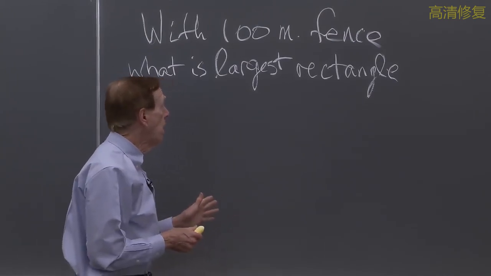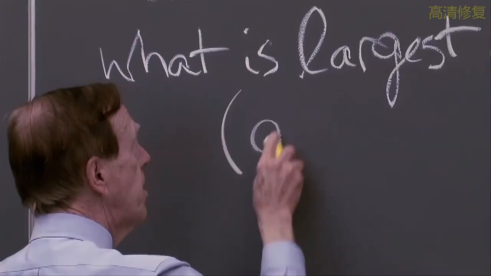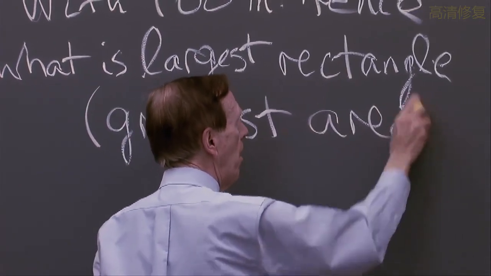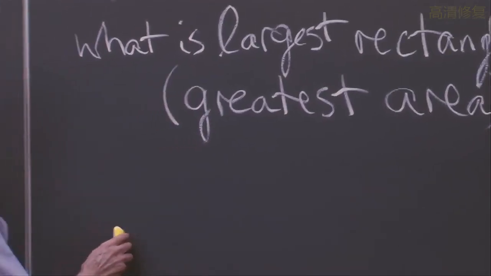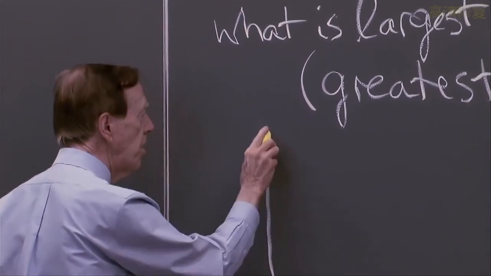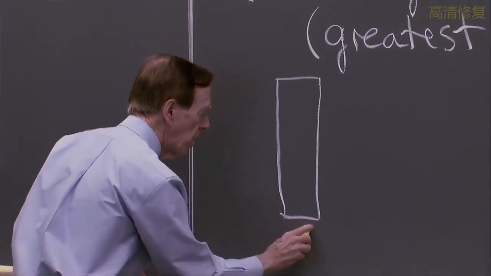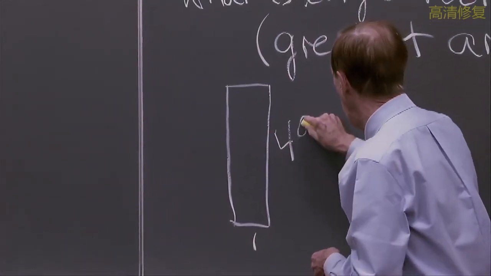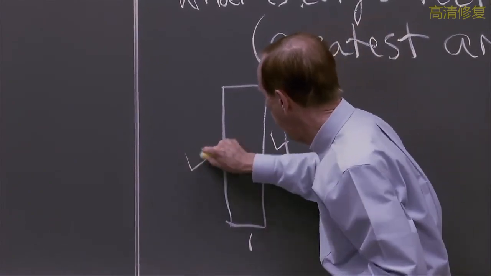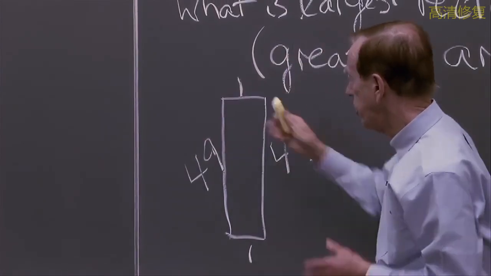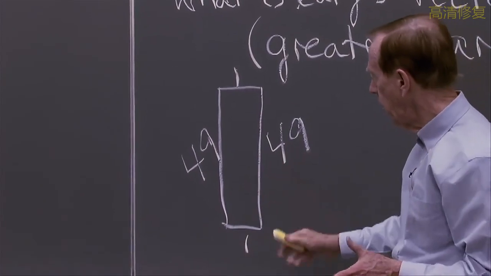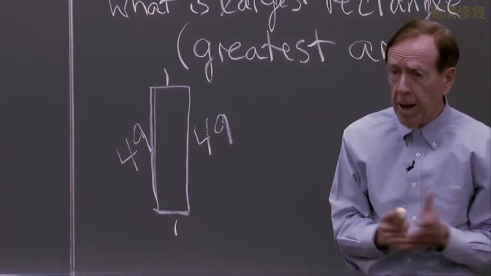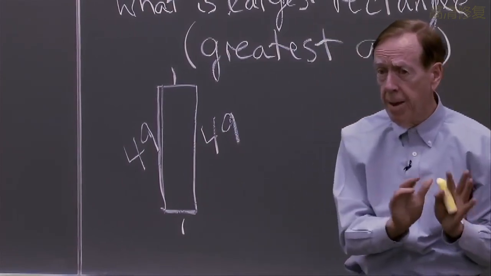Okay, so what do I mean by largest? I mean the greatest area. So let me do some examples. Here's an example. I could have a long, narrow region, say only 1 meter across, 49 up, then that uses 50. Over here, 49 and 1, because it's a rectangle, would use the other 50. The area of that would be the base, 1, times the height, 49. Just 49, in fact. That's probably not the best rectangle.